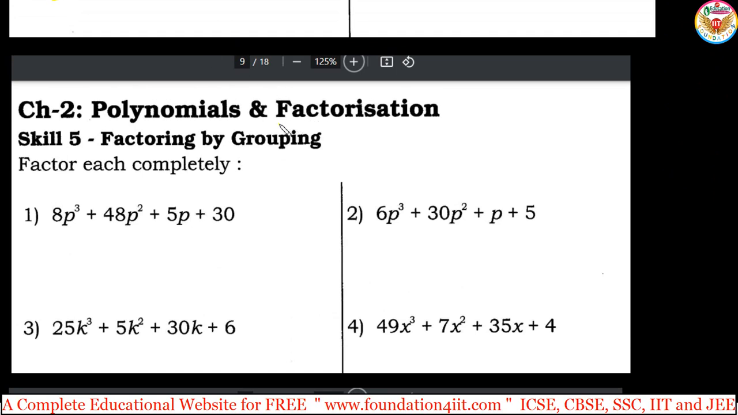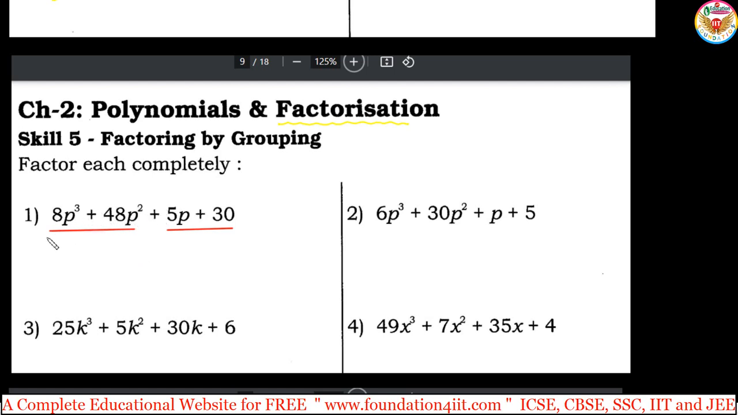Factorization. In the concept of factorization, given an expression we should write it as a product of the factors. So observe the question: cube power, highest power is 3, 2, 1. There is no common power. In that case, check first two terms for any common factor, and next two terms too. Because if you take common, you should get the common expression again. 8p cube plus 48p square.